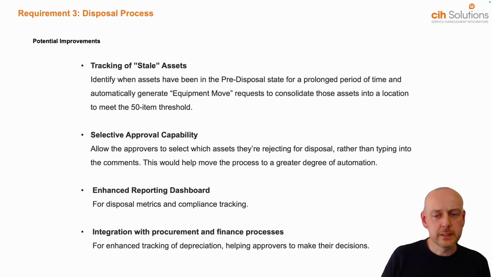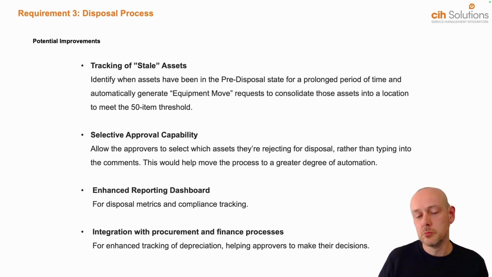But improvements wise, I feel it would be really useful to track the stale assets. So where you have a site that has never met the threshold of 50, you might have a set of equipment that's been sat in a storeroom waiting to be disposed for a reasonable amount of time. It would be great to be able to identify those in a report and automatically generate move requests that consolidated those items into sites where it would meet that threshold.